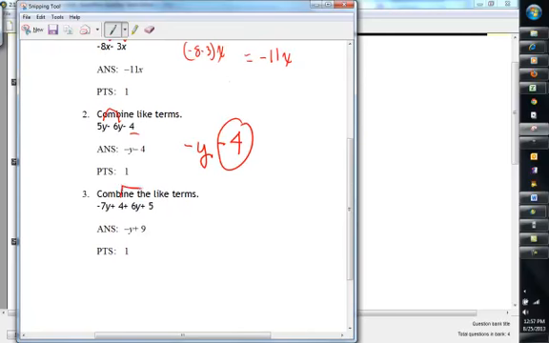Here we have 2 sets of like terms. The 4 and the 5 is one set of like terms, and the -7y and the 6y is another set of like terms. -7 plus 6 is -y, and then 4 plus 5 is 9.